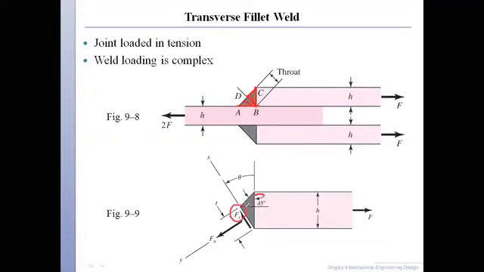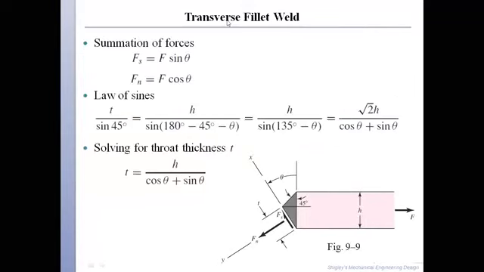But I can find Fs and I can also find Fn. How would I do that? If I know this angle, I can go ahead and calculate that. So I can say that my Fs is equal to F sine of theta, and similarly, I can have Fn as F cos theta. So these are the two components that I have.